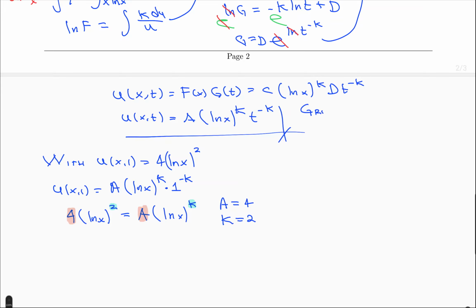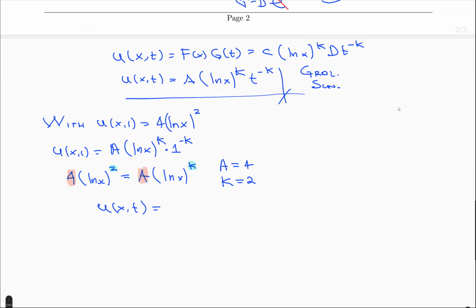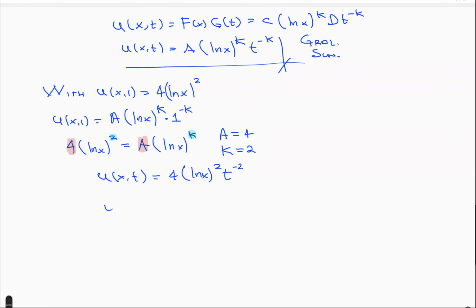So this is the general solution. Let's write down u of x,t equals a, which is 4, ln of x to the second power, t to the negative 2 power. And that's our particular solution. And at this point, you might want to write this in the denominator with a positive exponent: 4 ln x squared over t squared. Final answer.